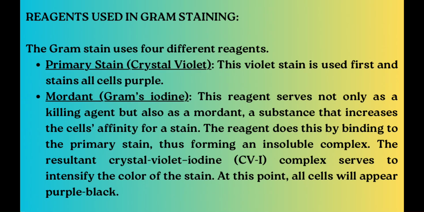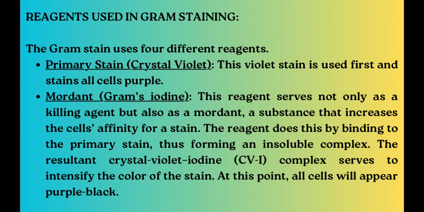Reagents used in gram staining. The gram stain uses four different reagents. Primary stain, crystal violet. This violet stain is used first and it stains all the cells purple.